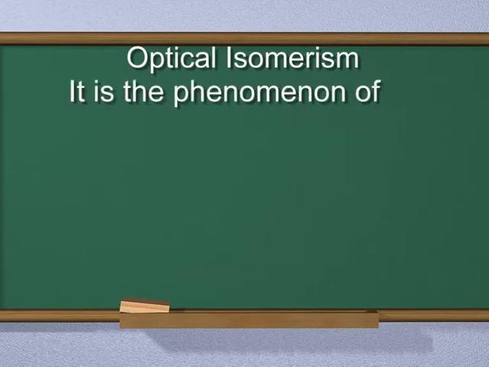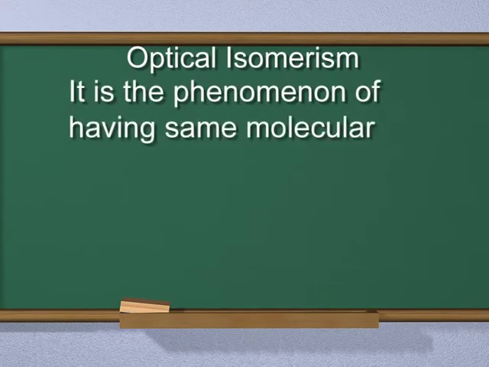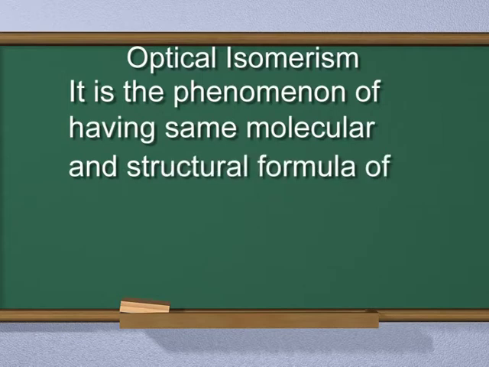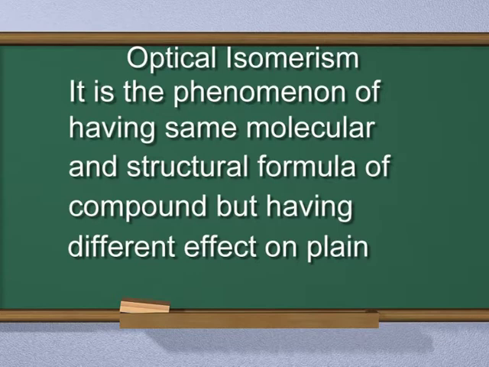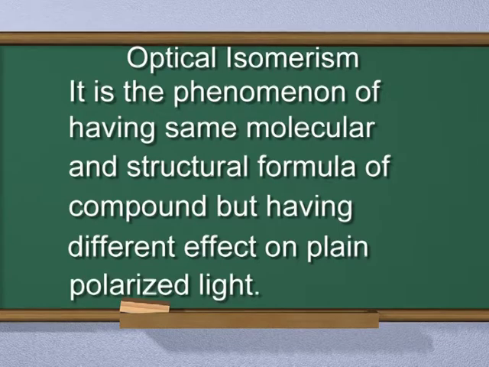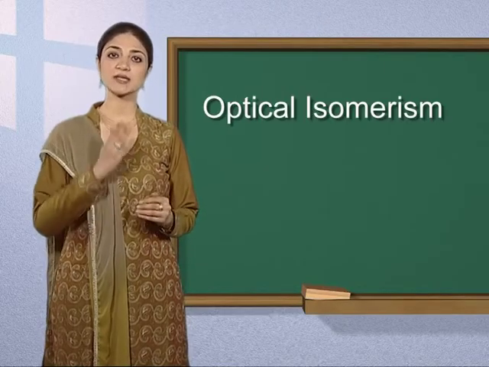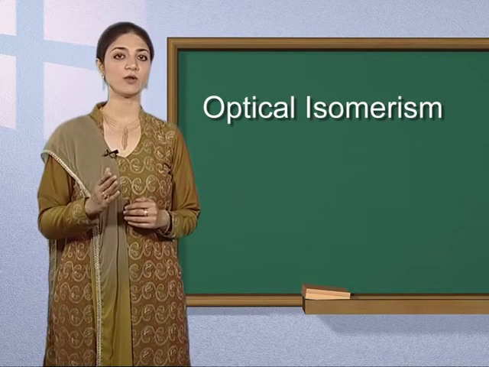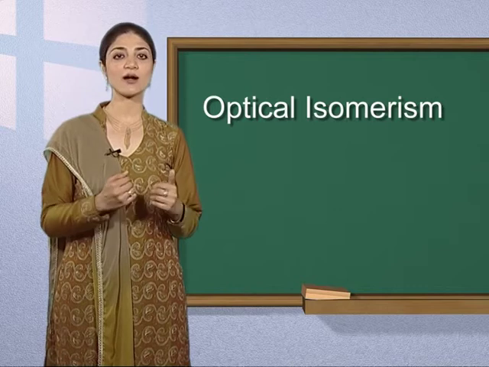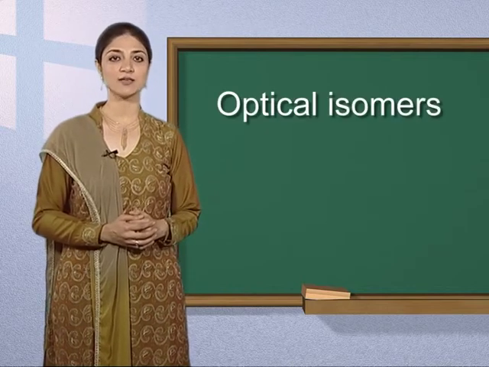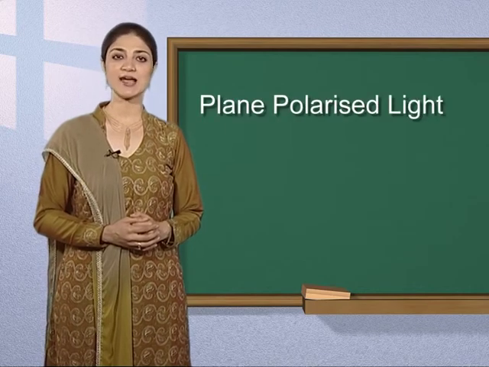It is the phenomenon of compounds having the same molecular and structural formula but having different effect on plane polarized light. Such compounds with the same molecular and structural formula but having different effect on plane polarized light are called optical isomers. Let us now learn about plane polarized light.